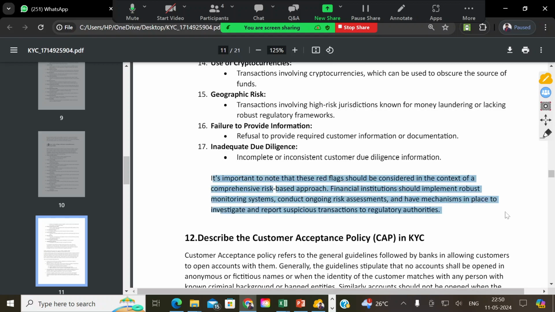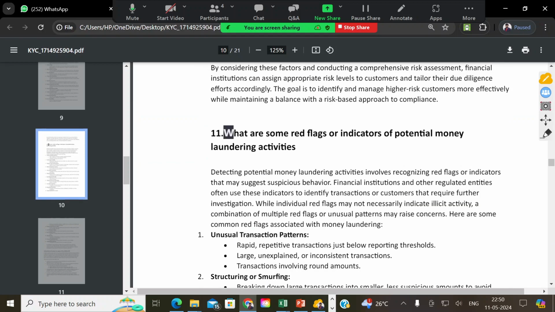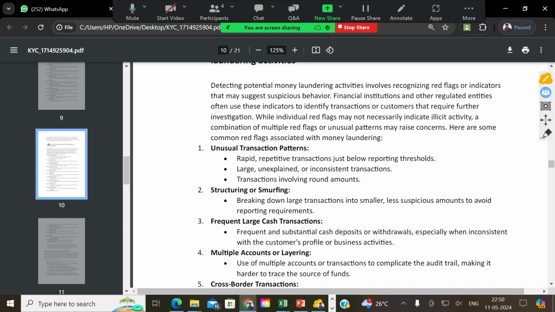First, understand the importance of red flags. It's important to note that red flags should be considered in the context of a comprehensive risk-based approach. So financial institutions should implement a robust monitoring system, conduct ongoing risk assessments, and have a mechanism in place to investigate and report suspicious transactions to the regulatory authorities. So every organization basically follows these checks. All right. And they should follow it, because this approach covers everything. And this approach comes under the potential red flags under money laundering.